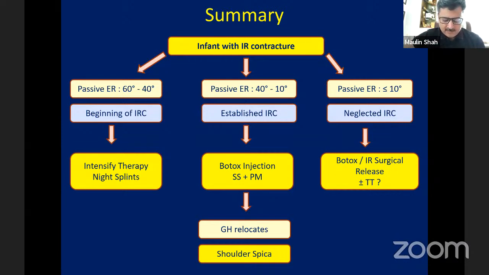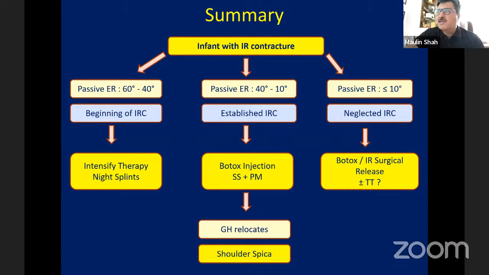So the oldest child in our series is 2.5 years. That baby had around 120 degrees of elevation, but significant trumpeting and passive external rotation. So I discussed with the family that as the other muscles supplied by C5-6 are recruited, I assume that your external rotators are also recruited. But due to overpowering of the internal rotators, they are not able to execute the movement. So let me try Botox and casting. If that exercise fails, we'll go for tendon transfer.